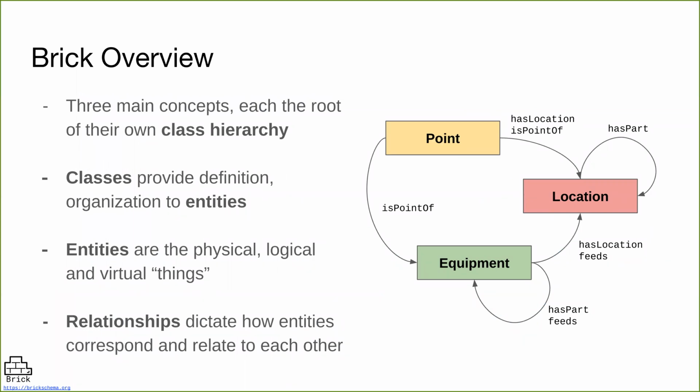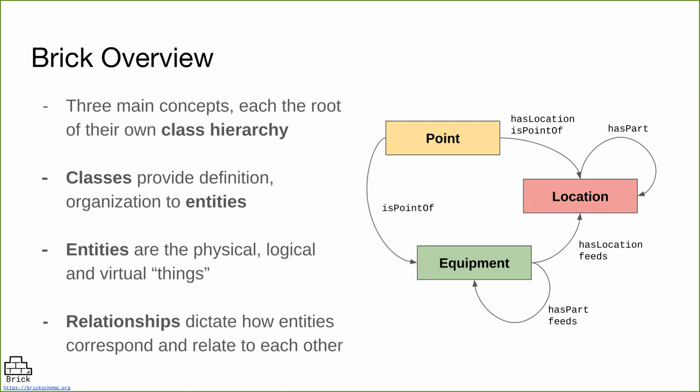So what's inside Brick? We'll start with the class hierarchy. There are three main concepts in Brick: the point, which represents telemetry, sources of data in the building; location, which represents not just physical locations like rooms and floors, but also logical locations like zones; and lastly, equipment, which are the devices and things that are actually performing actions in the building. What these classes do is provide definition and organization to the entities. So when I look at a thing in my building, I can look at its class and understand what it is, what it's supposed to do, and other properties of that item.